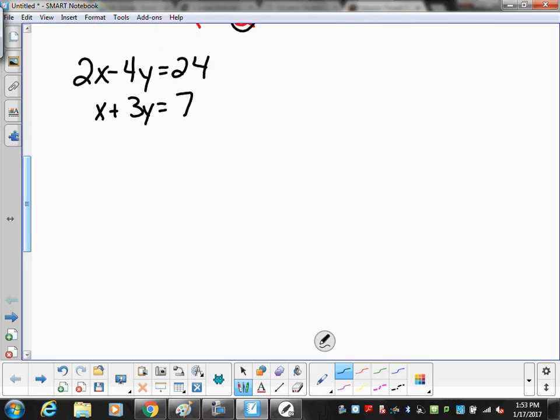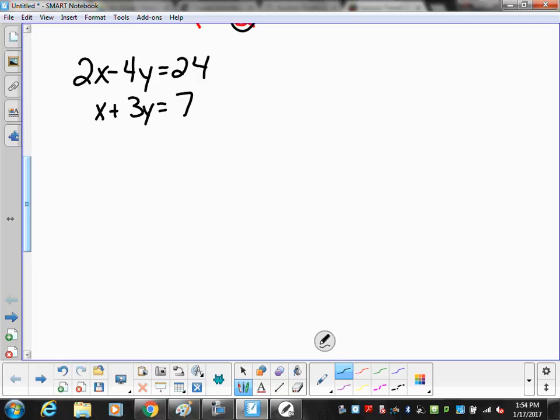Yeah, so here's our next problem. This is the problem. This is our system that we're solving for. Okay, so going back to step 1. Step 1 was find the easiest variable to solve for, and then get it by itself.